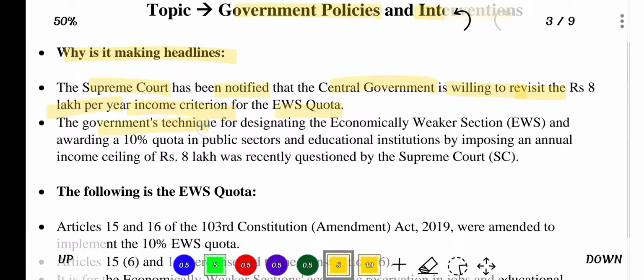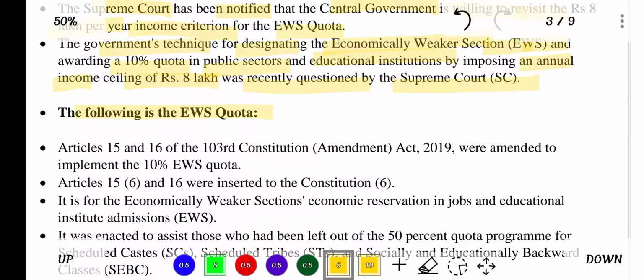The government's technique for designating the economically weaker section (EWS) and awarding a 10% quota in public sectors and educational institutions by imposing an annual income ceiling of rupees 8 lakh was recently questioned by the Supreme Court. The following is the EWS quota. Articles 15(6) and 16(6) were inserted into the Constitution by the 103rd Constitution Amendment Act 2019 to implement the 10% EWS quota.